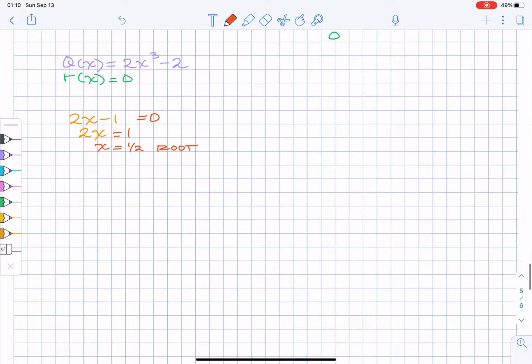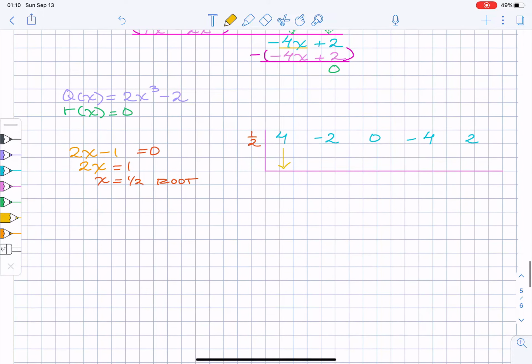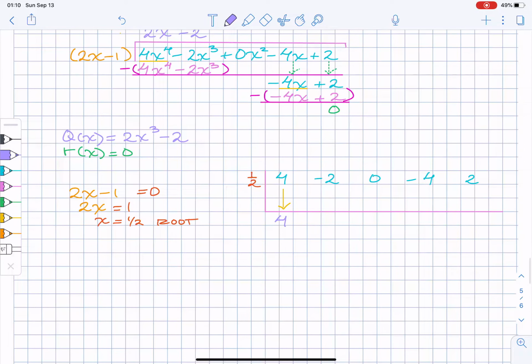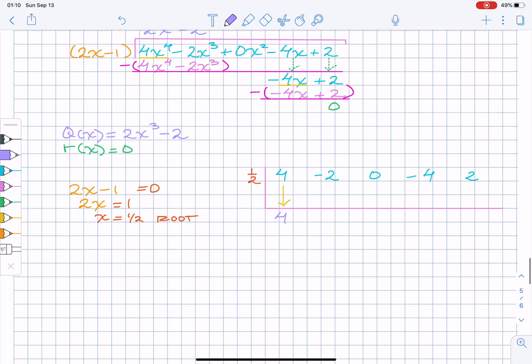So let's put a 1/2 on the outside of my upside down division symbol. Let's do my coefficients in descending order, which were 4, -2, 0, -4, and 2. Let's drop down the lead coefficient, 4. And now let's divide by, okay, oh, I see what's going on. Maybe.